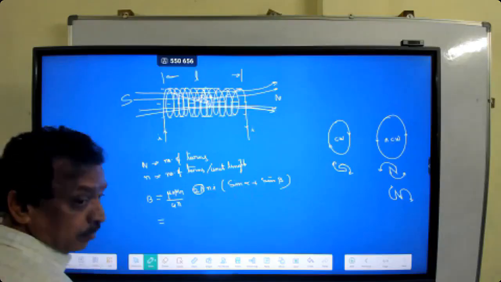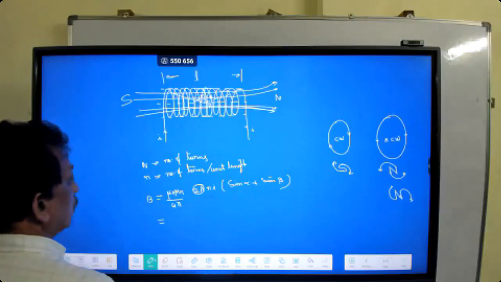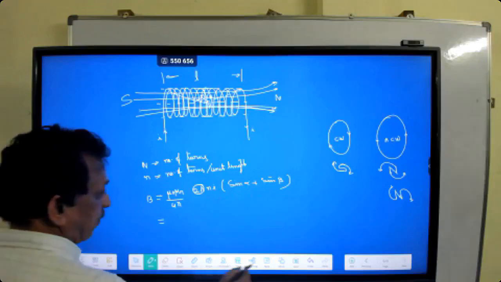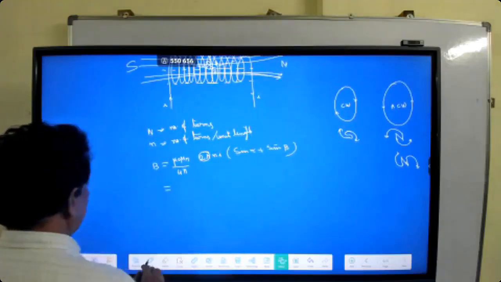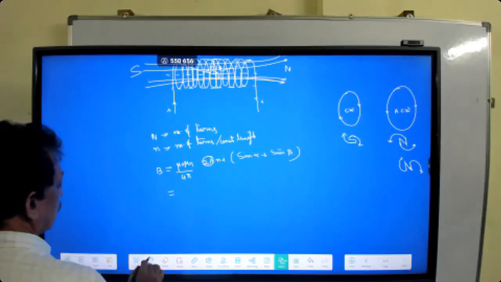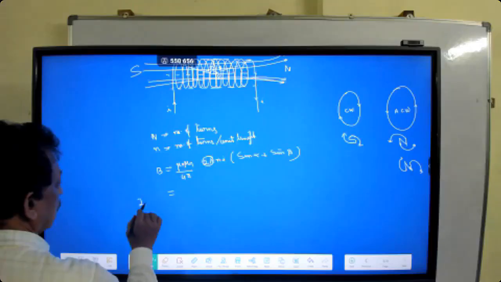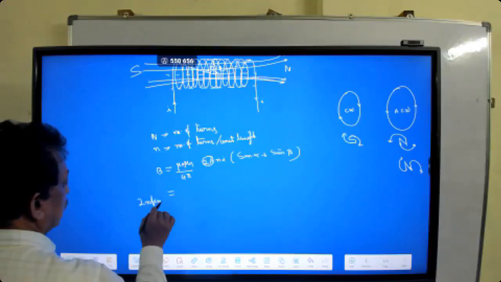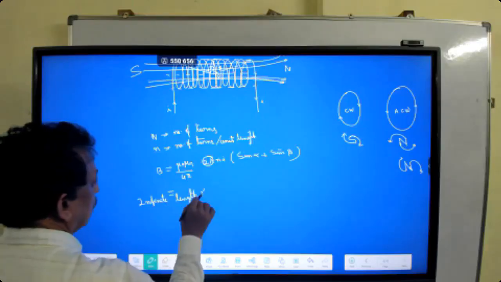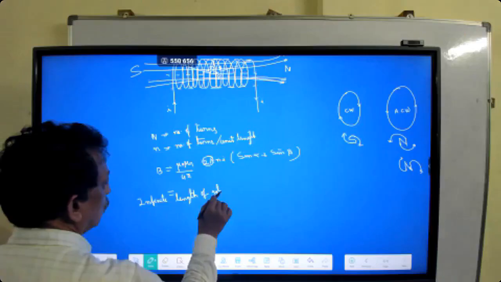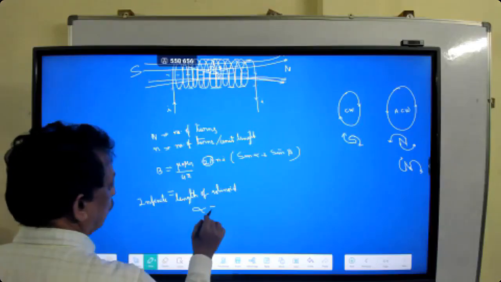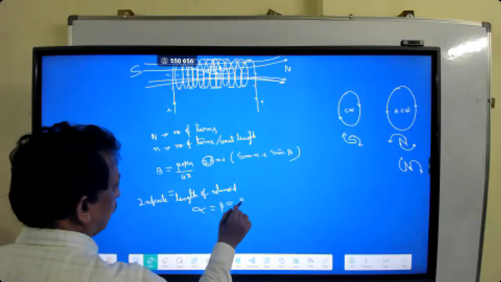Okay, now consider the length given. For an infinite length of solenoid, alpha is equal to beta is equal to 90 degrees.